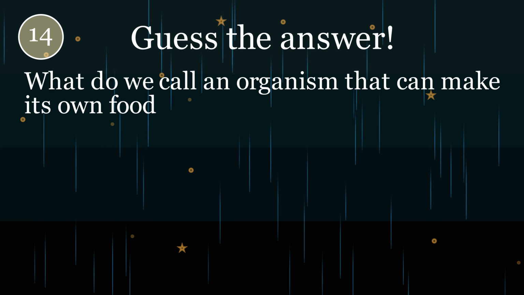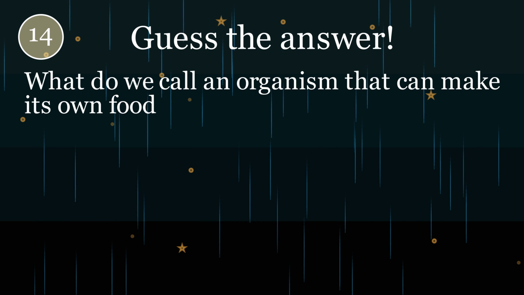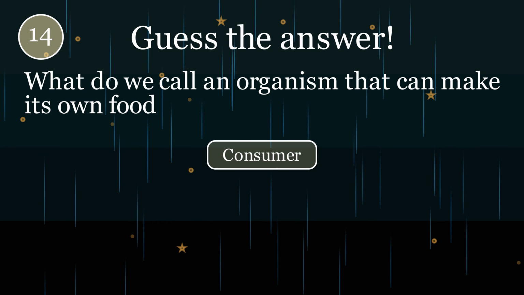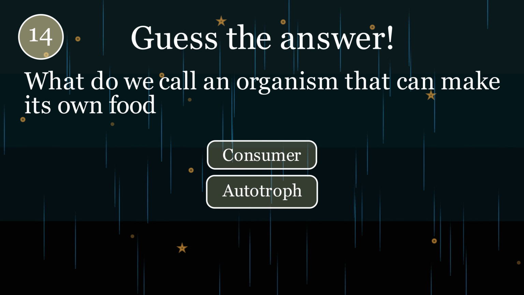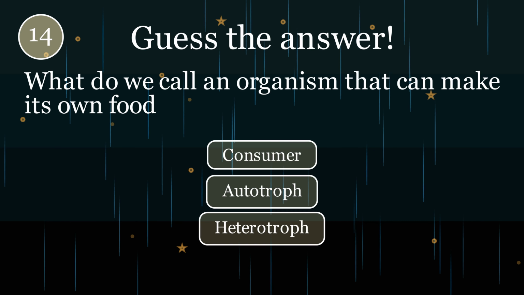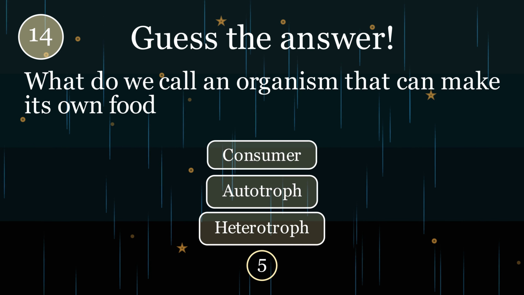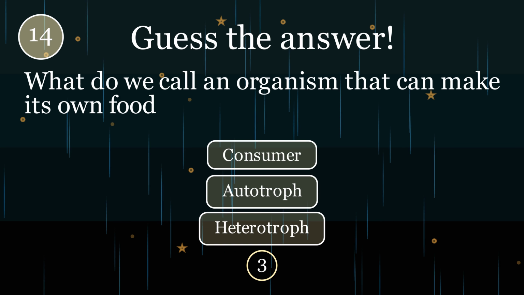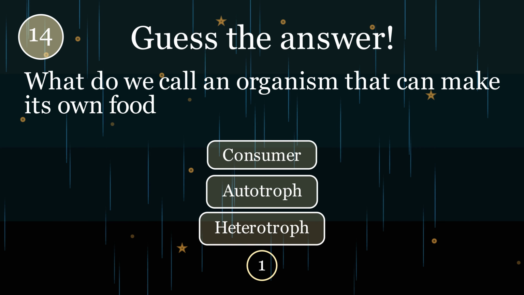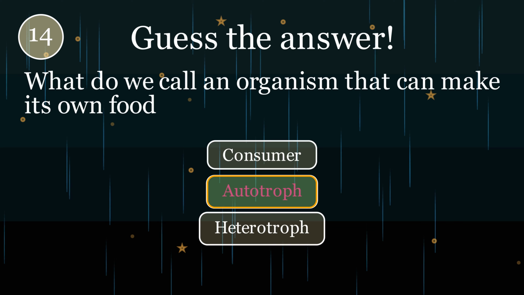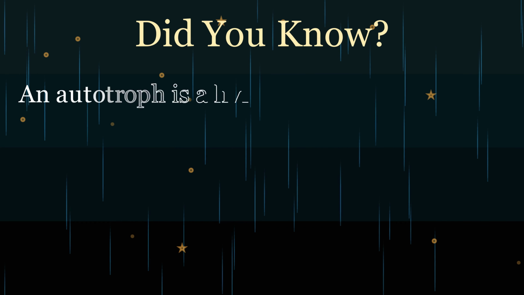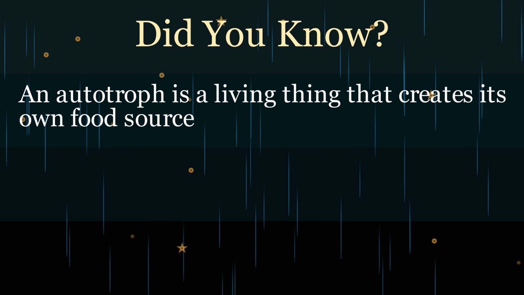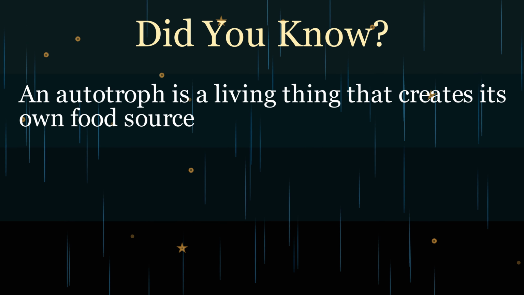What do we call an organism that can make its own food? Consumer. Autotroph. Heterotroph. The correct answer is autotroph. Here's something cool. An autotroph is a living thing that creates its own food source.